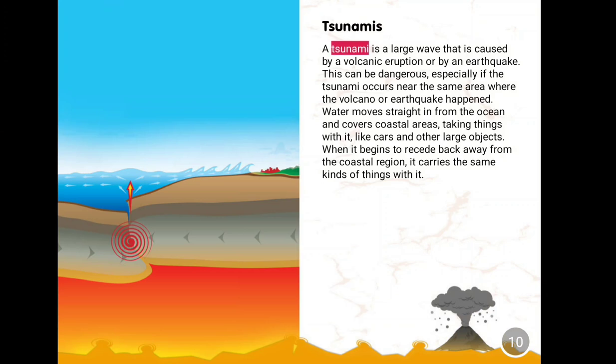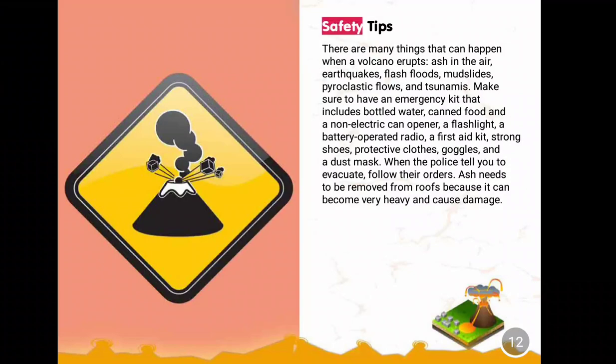Tsunamis. A tsunami is a large wave that is caused by a volcanic eruption or by an earthquake. This can be dangerous, especially if the tsunami occurs near the same area where the volcano or earthquake happened. Water moves straight in from the ocean and covers coastal areas, taking things with it like cars and other large objects. When it begins to recede back away from the coastal region, it carries the same kinds of things with it.